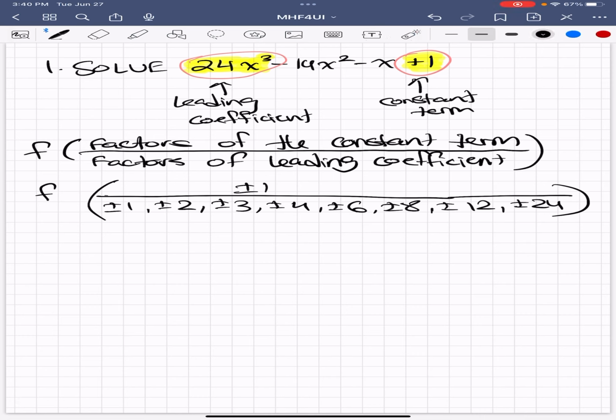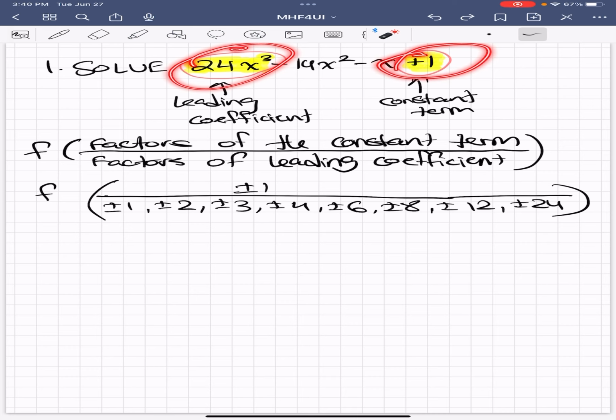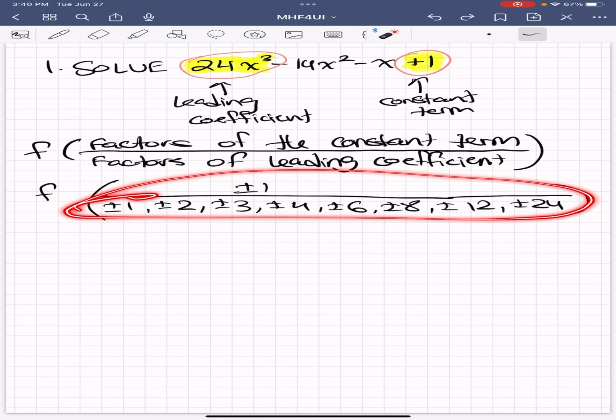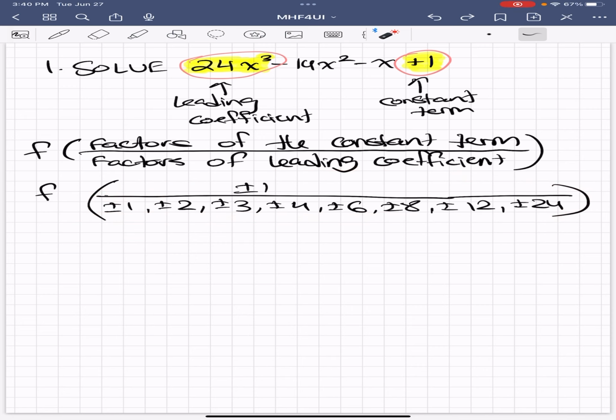Solve 24x to the power of 3 minus 14x to the power of 2 minus x plus 1. We have the leading coefficient and the constant term. It's factors of the constant term over factors of the leading coefficient, and we have them all labeled down here. We use fractions to find factors instead of whole numbers.